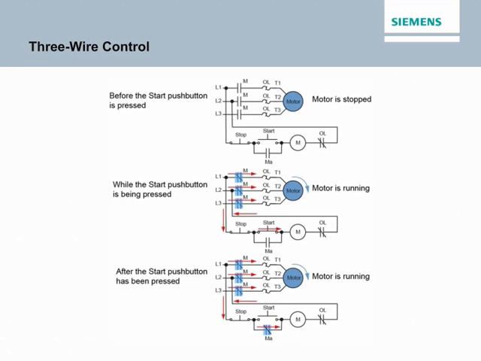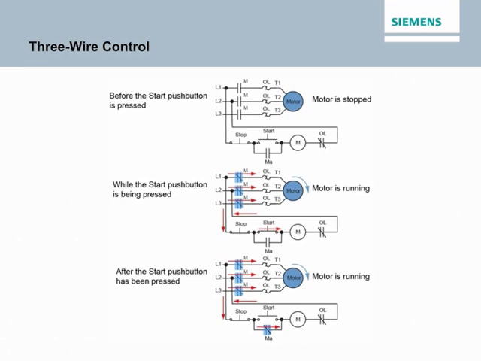Pressing the start push button completes the path for current flow in the control circuit and energizes the M contactor coil. When the M coil energizes, the M and MA contacts close and power is applied to the motor. MA is an auxiliary contact that acts as a holding circuit by providing a path for current flow in the control circuit after the start push button has been released.